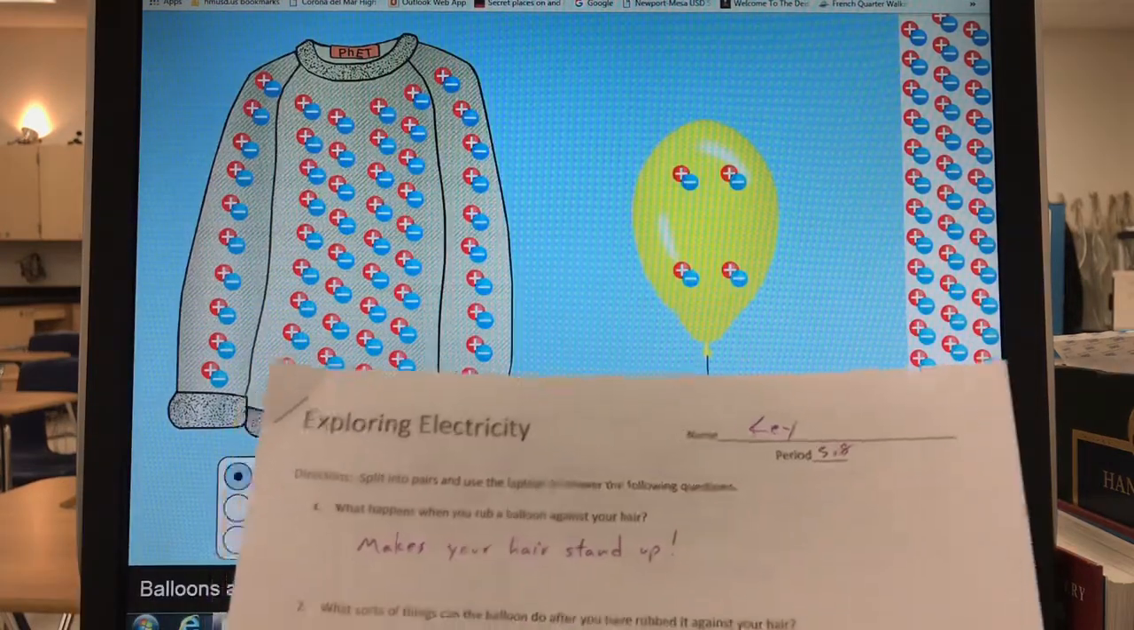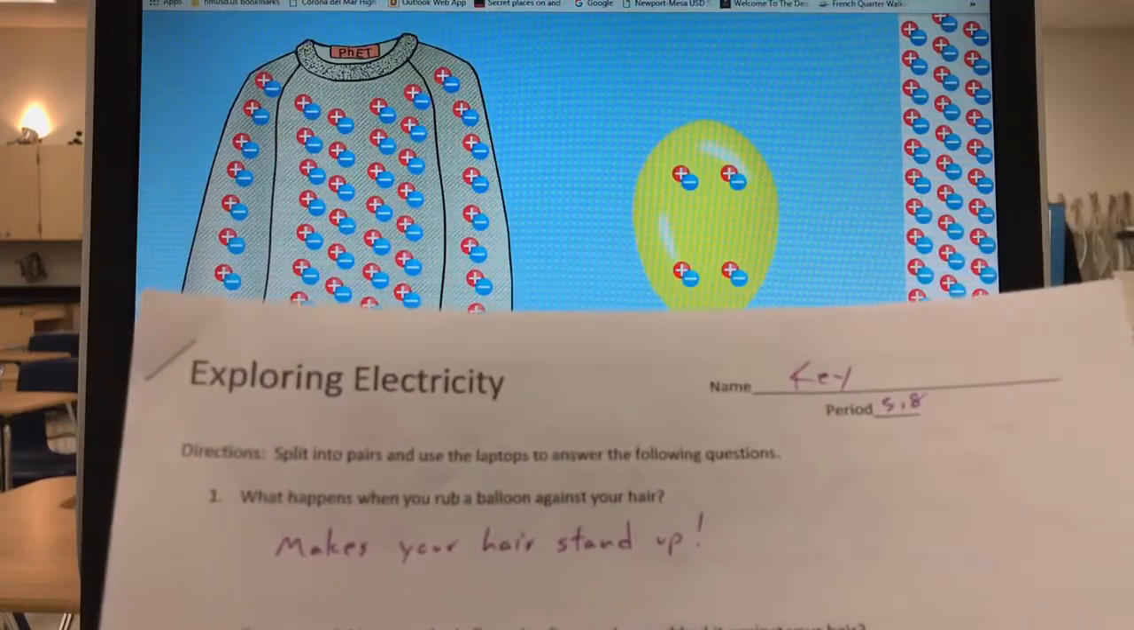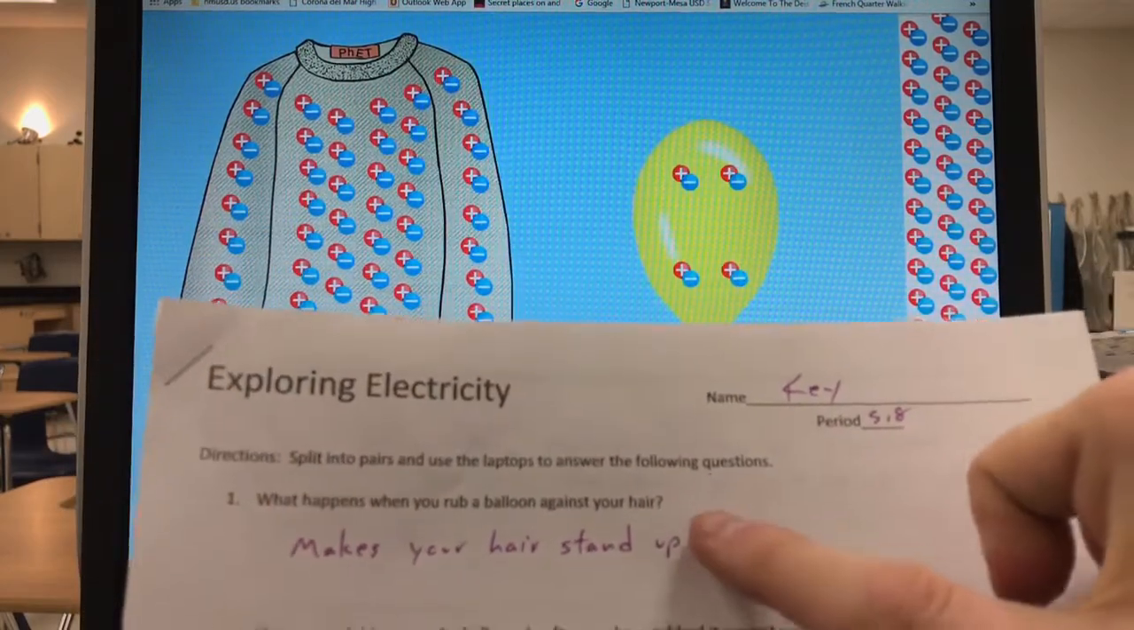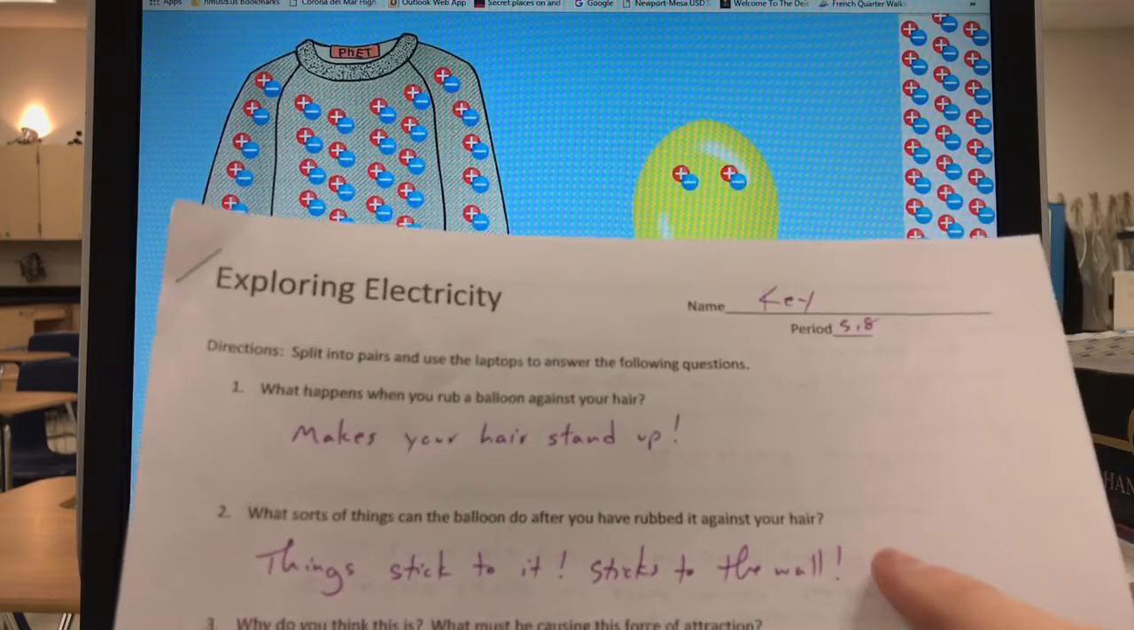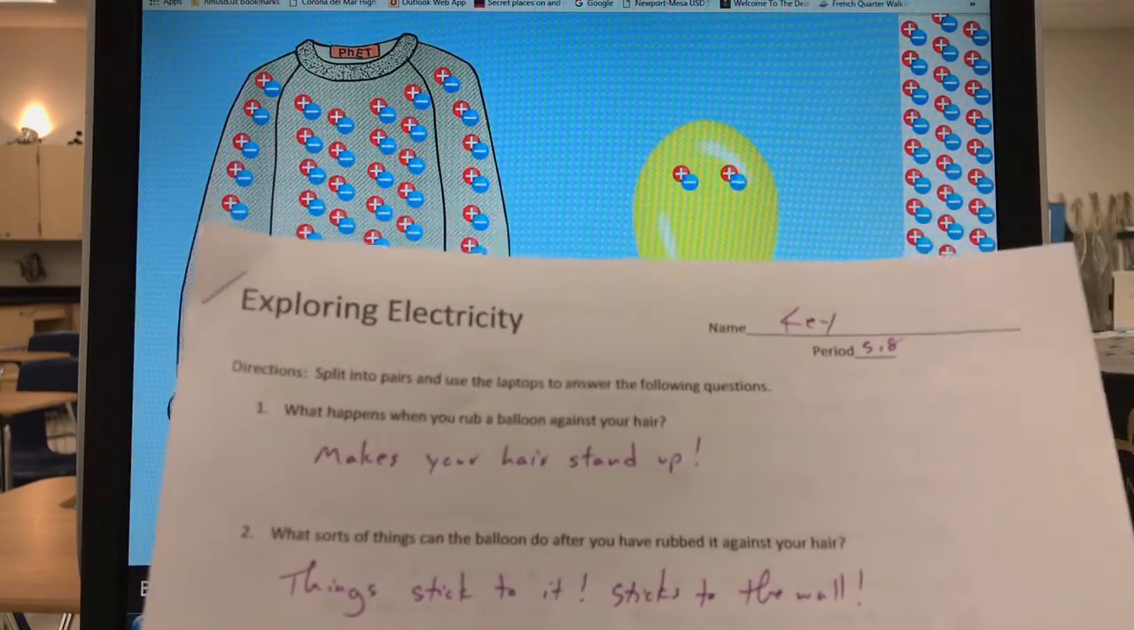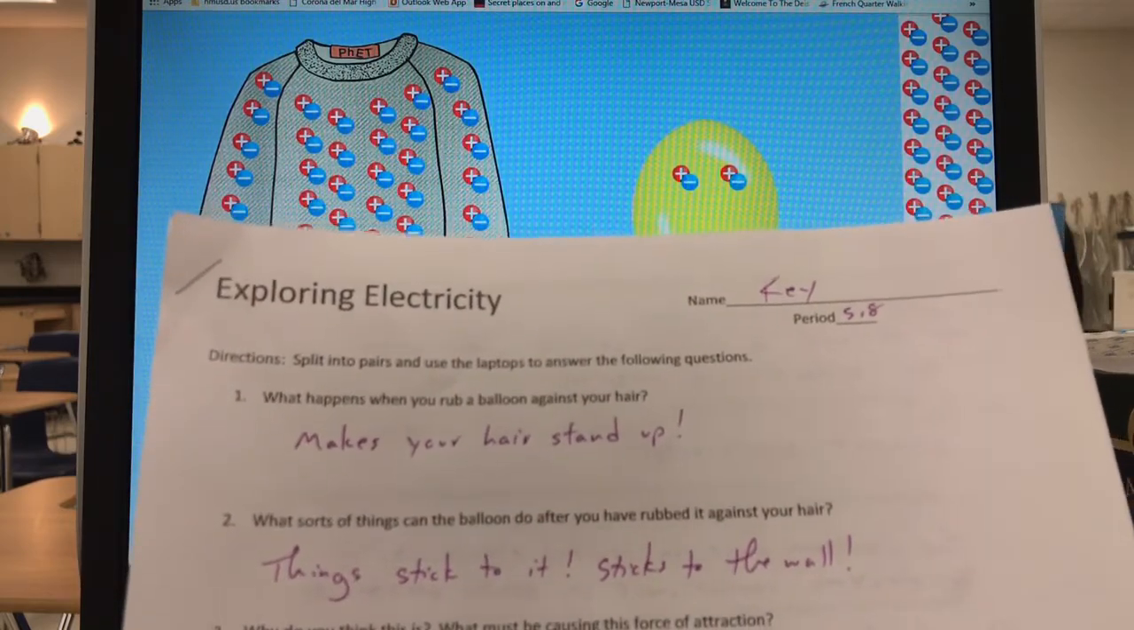So to begin, we explored and we said, okay, what happens when you rub a balloon against your head? Obviously, it makes your hair stand up. You've probably seen that before. And what can the balloon do after you rubbed it against your hair? Things can stick to it. It sticks to the wall, right?